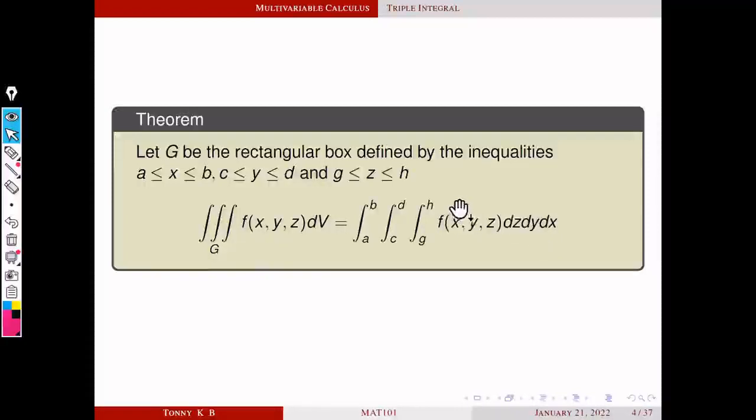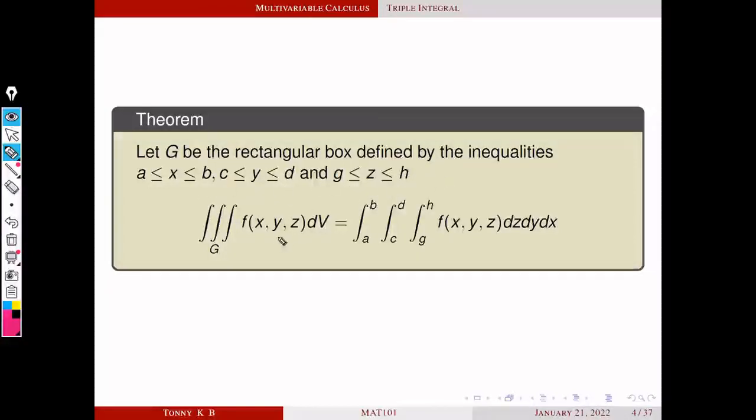In the case of two-dimensional integration, we consider rectangular regions and non-rectangular regions. Here we first consider one simple case, that is a rectangular box. A rectangular box means x is bounded by a and b, y is bounded by c and d, and z is bounded by some g and h. They are all numbers: a, b, c, d, g, h, all are numbers.